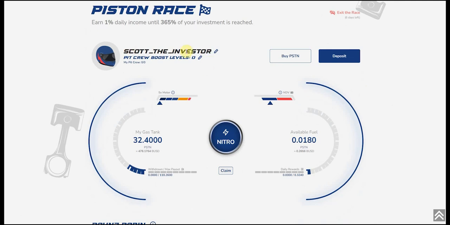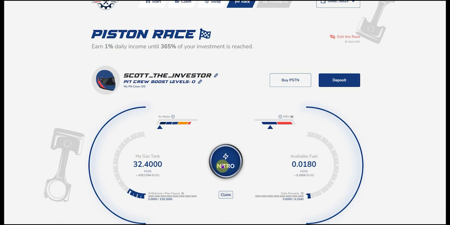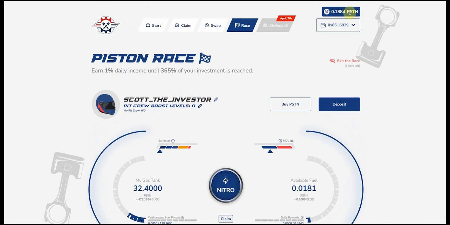One cool feature, you can change your name here. So you click on this, you can change it to whatever your moniker is, or YouTube name or Instagram, whatever. Once you've got your Piston tokens, there's a little join the race button right here. Once you click on that, it'll make you deposit your Piston into the race, which is just like depositing your Drip into the faucet.